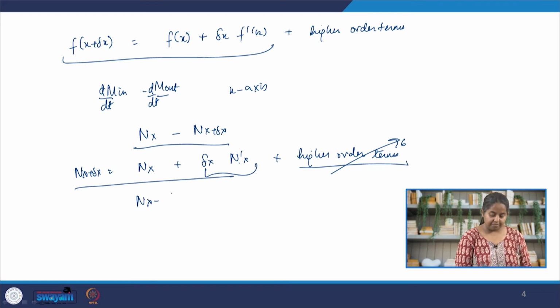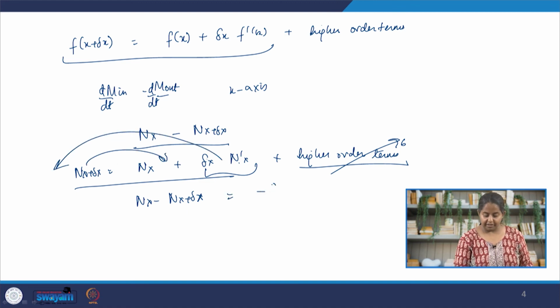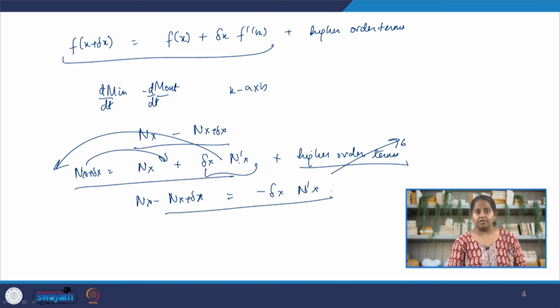We get nx minus nx plus del x, by bringing this here and taking this there, equal to minus del x times the first derivative of nx with respect to x. We are going to use this in our Fick's law to understand the net flow of mass in the x direction due to diffusion. So remember, the flux due to diffusion was given by minus dx del C by del x.